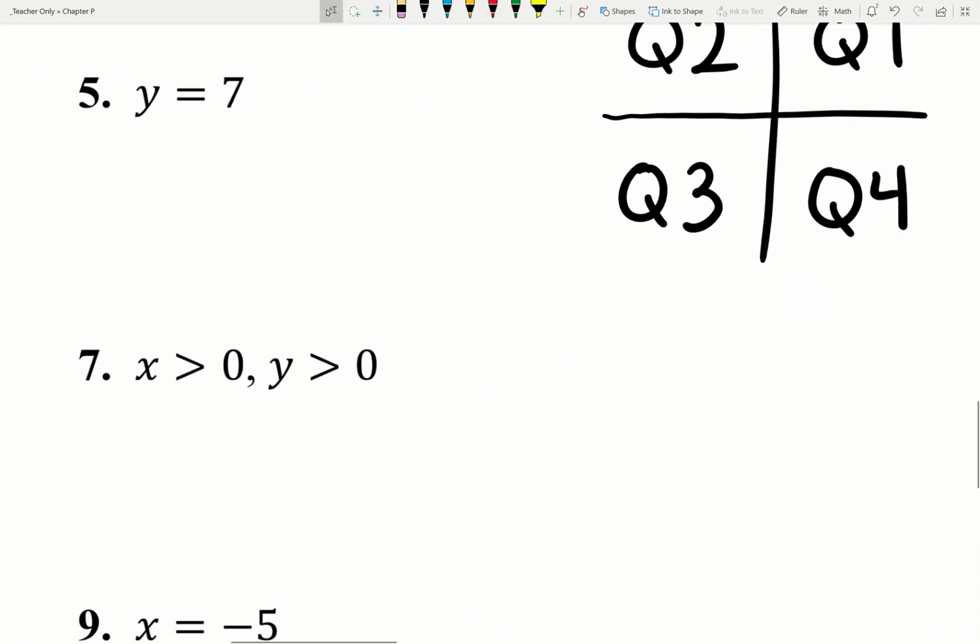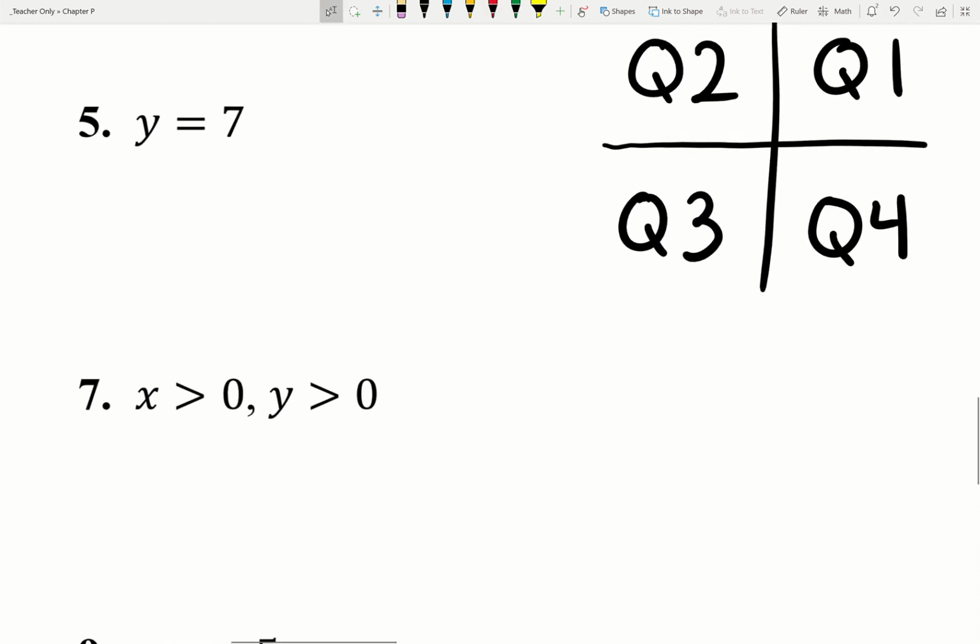Okay. And number 5, that might be a little bit more reminiscent of a previous algebra class. You might remember the mnemonic device HOY. That stands for a horizontal line has a 0 slope and says y equals, aka it goes through the y-axis. But this would be a horizontal line, okay?